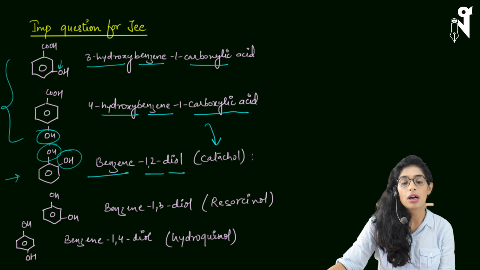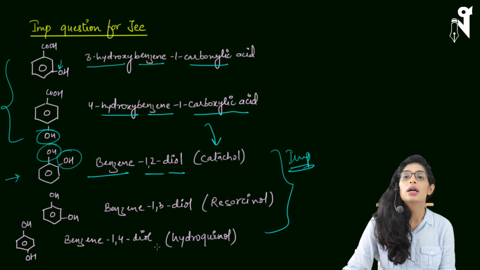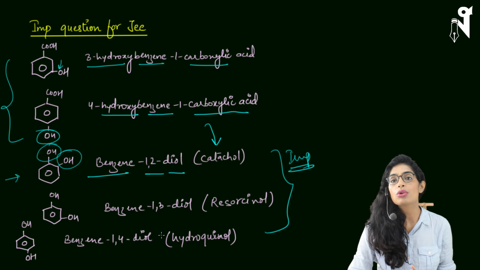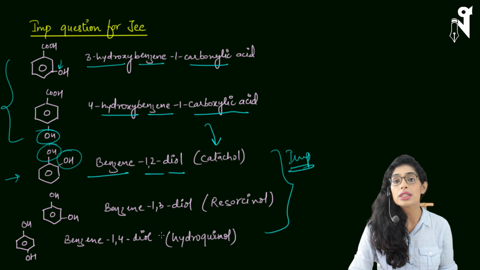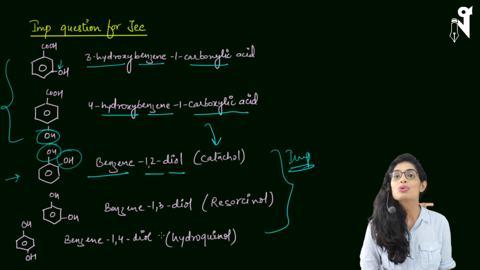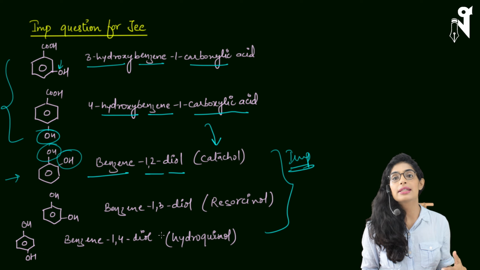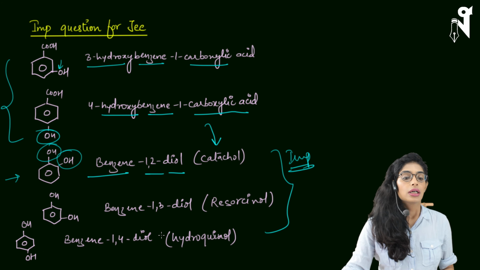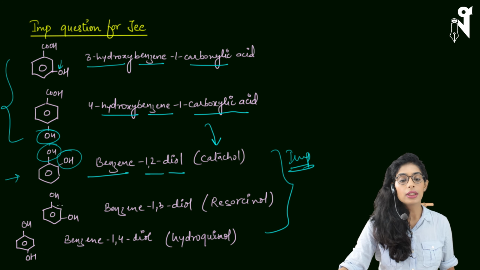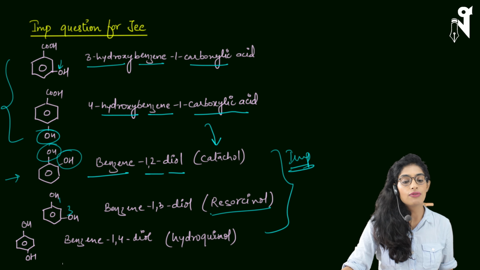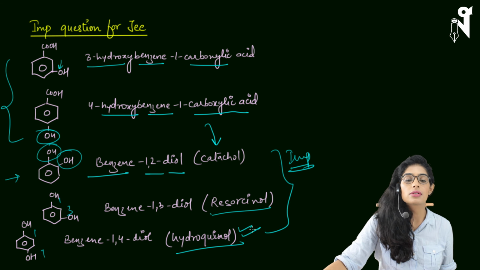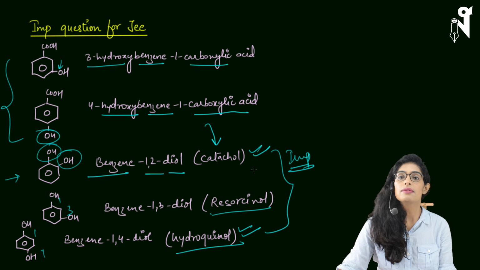Again, these names are important. Common names are quite important. IUPAC names you will be able to figure out on your own, because you have learned rules and these follow certain rules, but common names do not follow any rules, and hence you need to remember them. If it is 1, 3, then the name is resorcinol. And if it is 1, 4, the name is hydroquinol. Again, this compound is quite important. This compound is also quite important for the competitive exams.